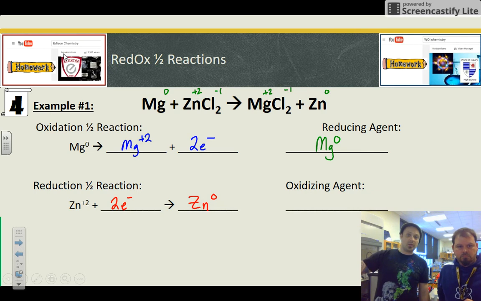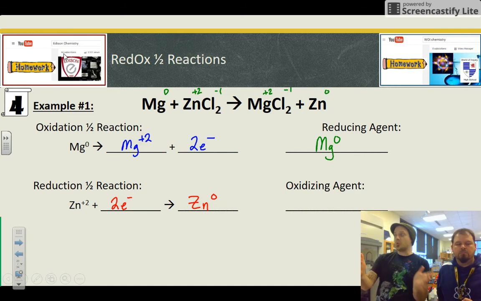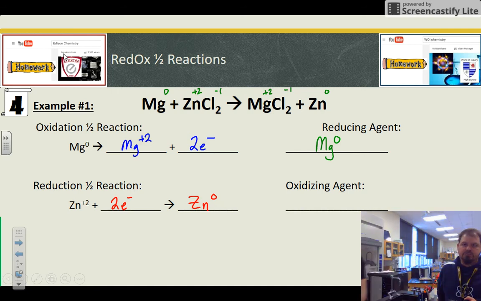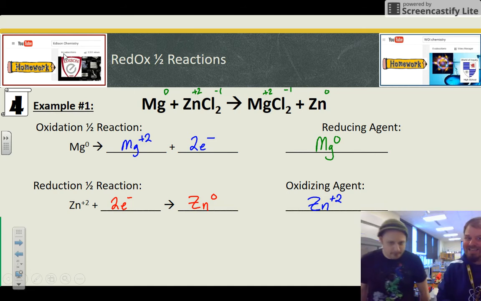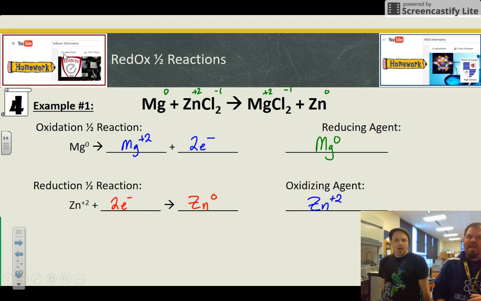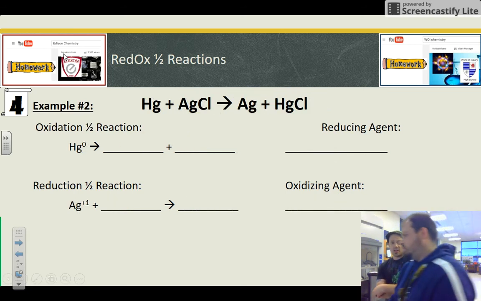And now I look at the other half reaction. Zinc picked up 2 electrons. Reduction is gaining electrons. So that was reduced, which makes zinc plus 2 the oxidizing agent. Don't be tripped up if the oxidizing and reducing agents start switching on you. We don't want you to get into a pattern. The pattern I want you to get into is writing those charges first and working out the rest.